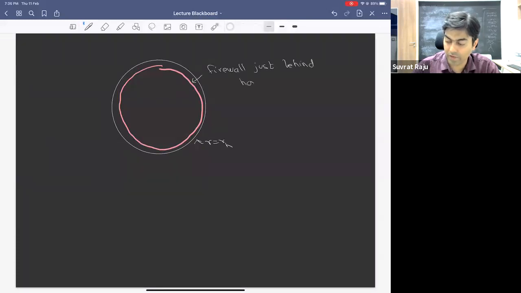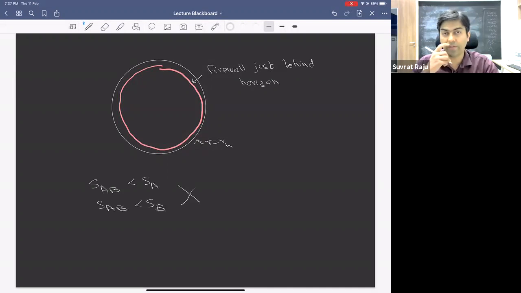And it's a very similar resolution in spirit. It once again drops the idea that SAB is smaller than SA or SAB is smaller than SP. Okay. It drops this idea. Just to remind you what SA and SB were.